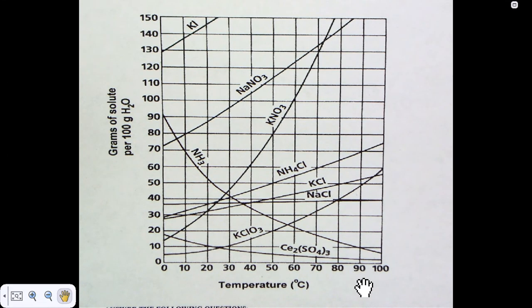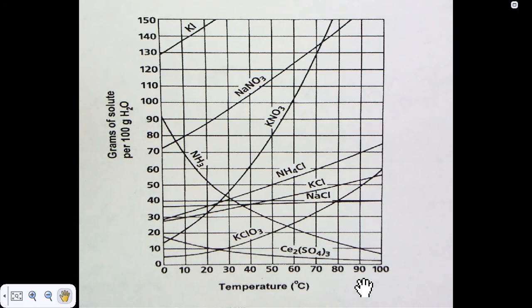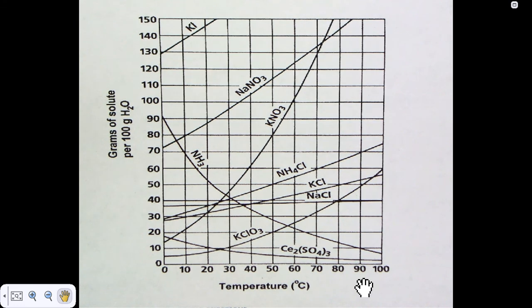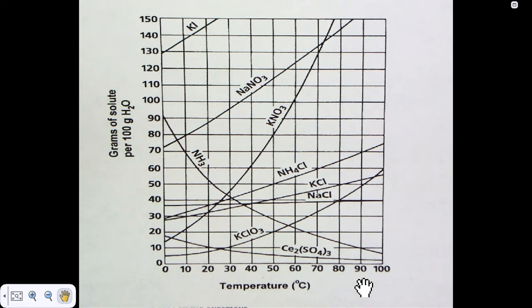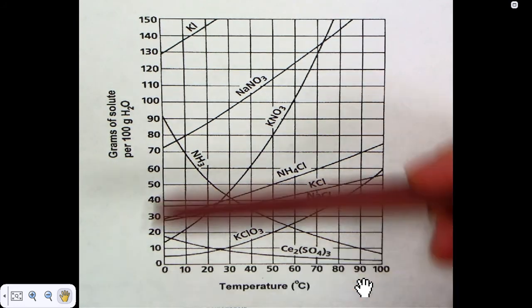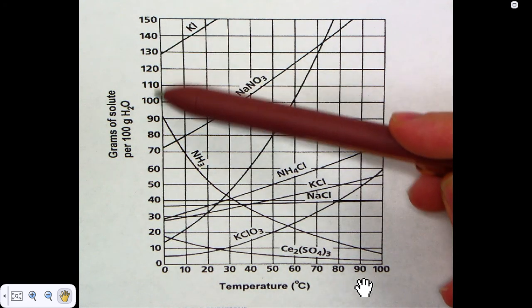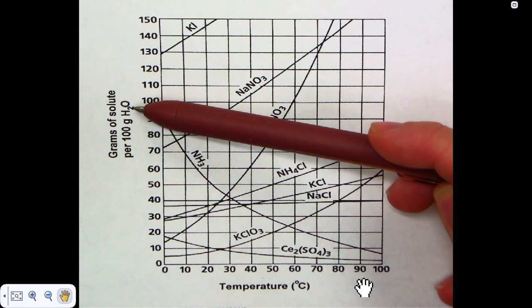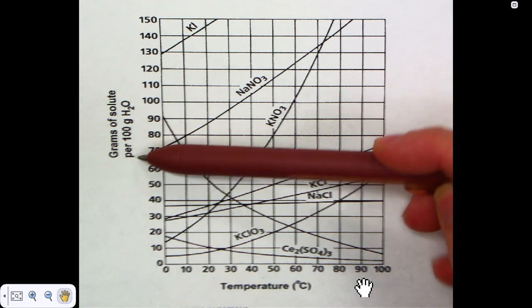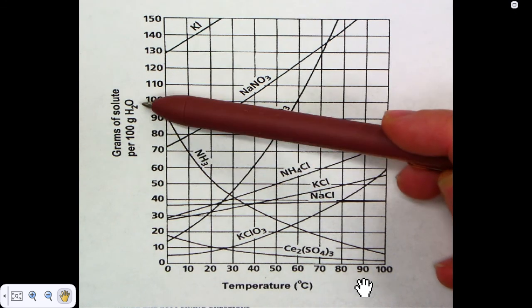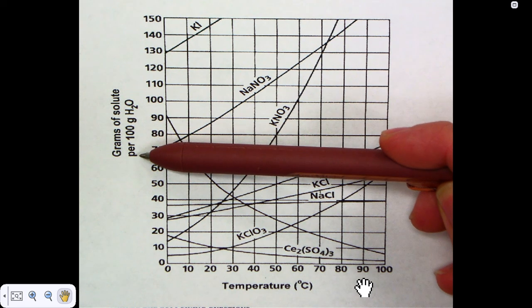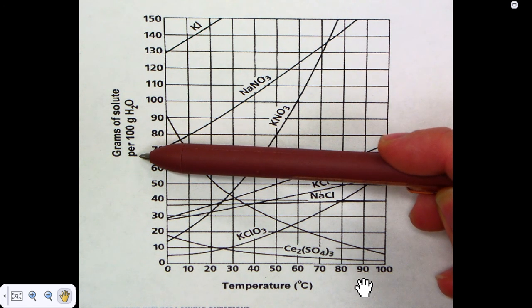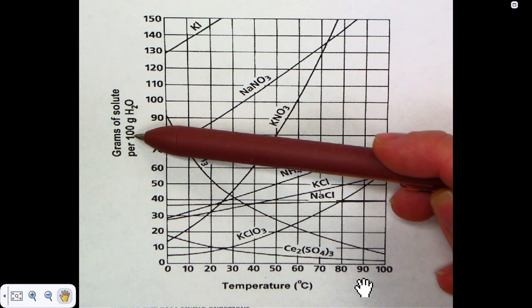Okay, so in this video, we're going to briefly go over how to read and interpret the data from a solubility curve. One important thing right off the start is that on my y-axis, I have the grams of solute per 100 grams of water. So the data you gather here is only good if your volume of solvent, your volume of water, is 100 grams.